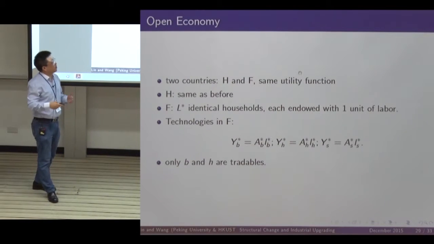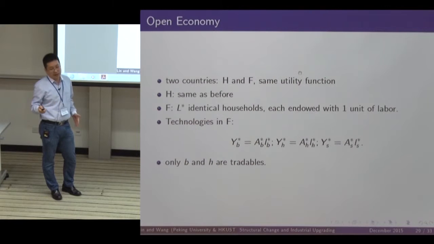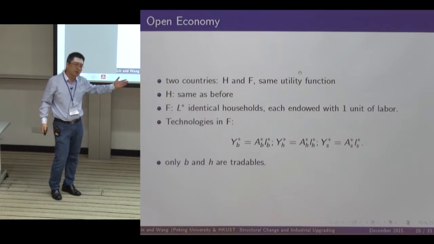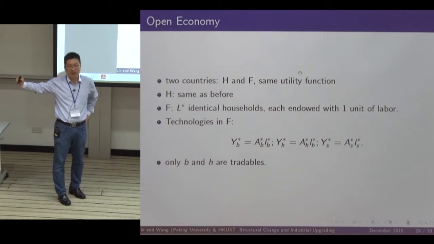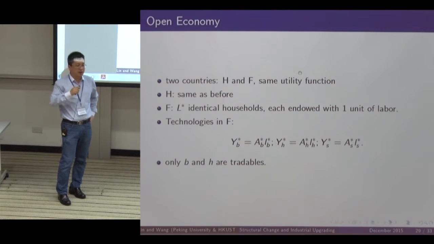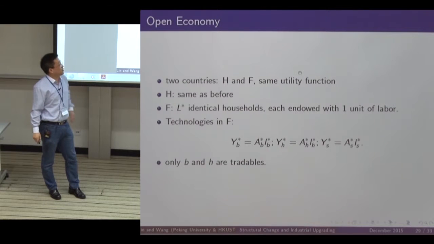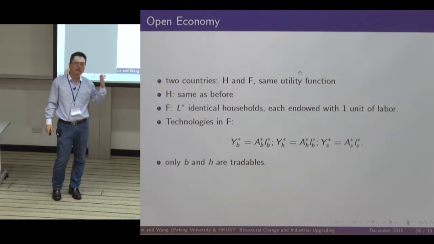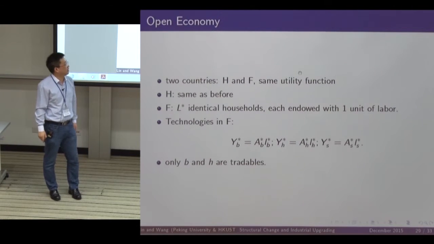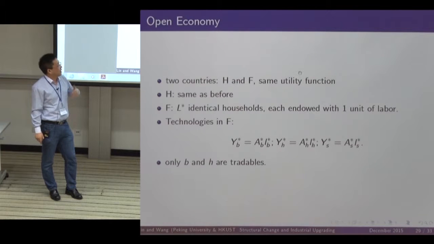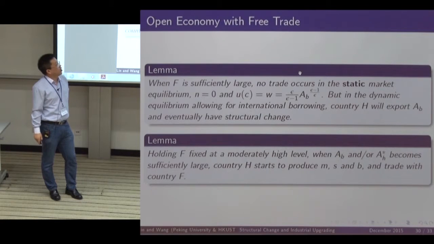Imagine two countries, H and F. H is the home country, exactly the economy that we mentioned earlier, a middle-income country, and there is a developed country called F. This is a general equilibrium trade model. We are going to mainly focus on the convergence and divergence between these two, and focus on country H, so we want to make country F as simple as possible. We abstract away all the vertical structure in this foreign country. And this is free trade.